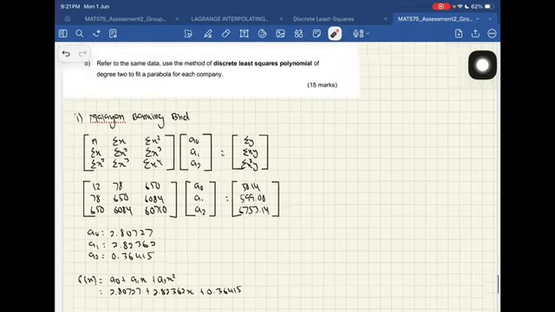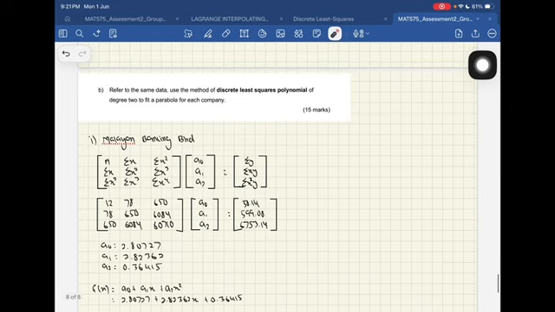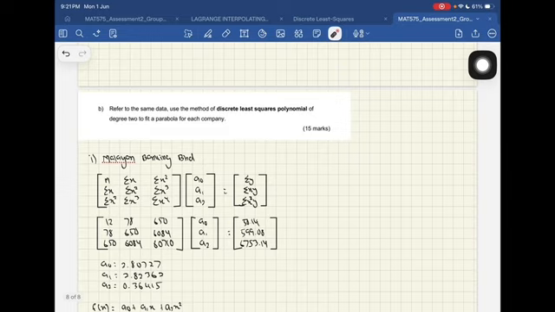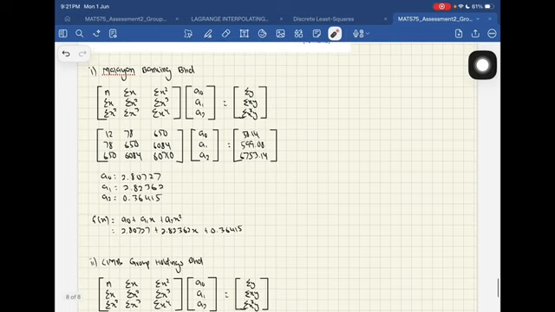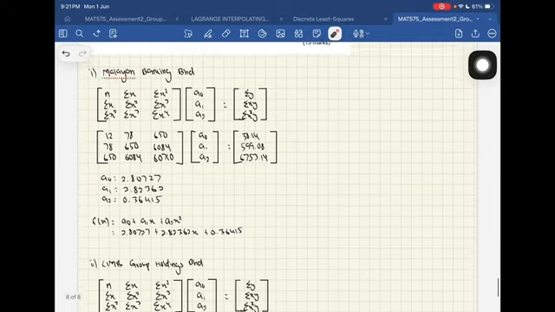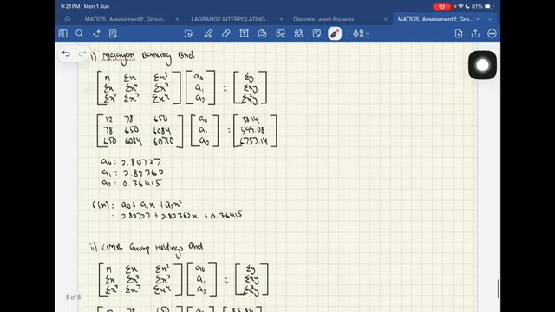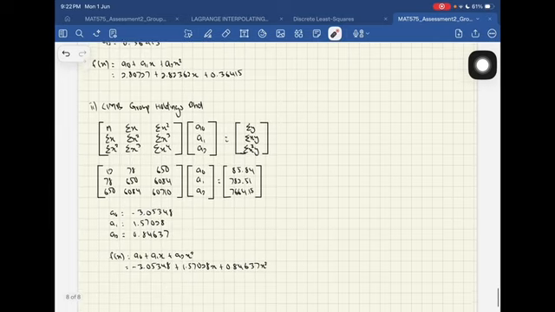So lastly, question B, refer to the same data. Use the method of discrete least square polynomial of degree 2 to fit a parabola for each company. Degree 2 means it is quadratic. So for Malayan Banking Berhad, you can use your calculator for this question, and you will get the answer for Malayan Banking Berhad and CIMB Group Holdings Berhad.